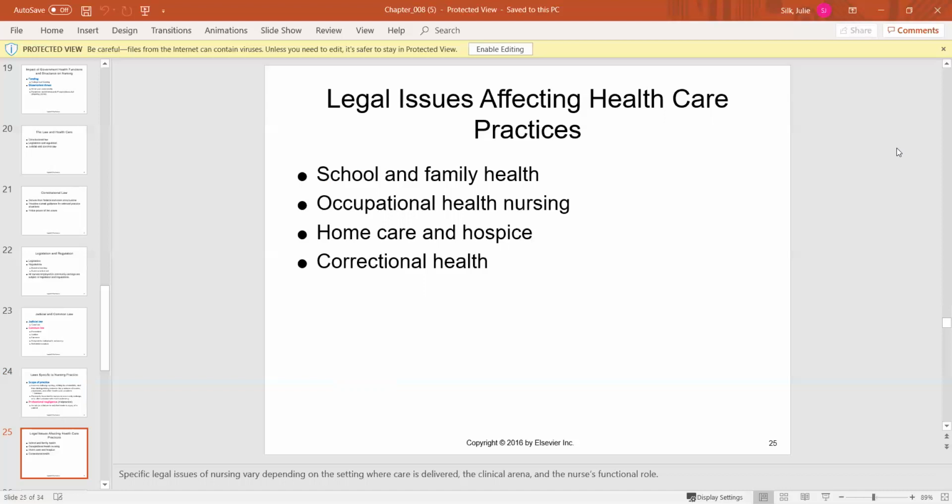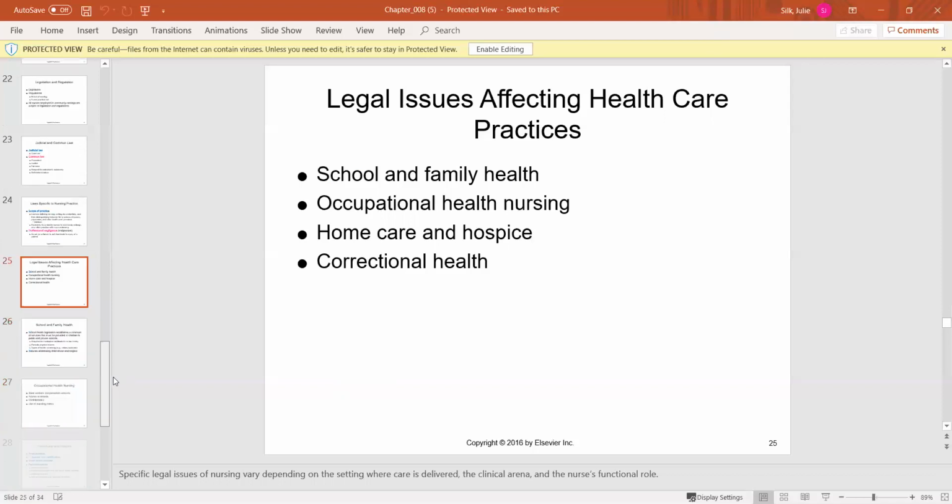With home care and hospice, that can get kind of sticky at times. Maybe there are certain wishes that the patient wanted, and you have it documented in a durable power of attorney or something, but then family doesn't agree. And so there can be legal issues that way. Or correctional health, there's all kinds of crazy things that can happen if you're a nurse that works at a jail. There are fights that can happen, there are sexual assaults, all kinds of things, so you could be involved in something along those lines. It's just going to vary depending on where you work and what setting you work in.